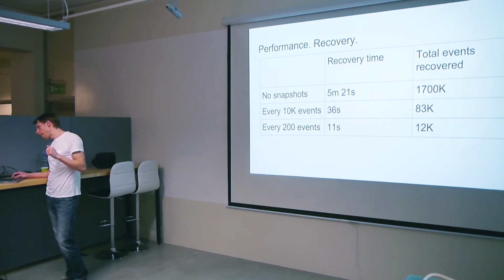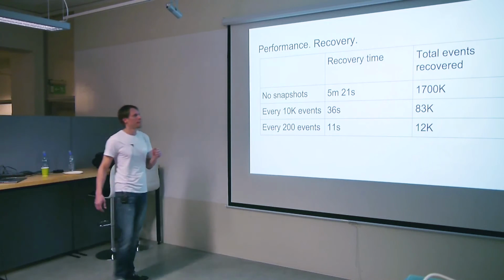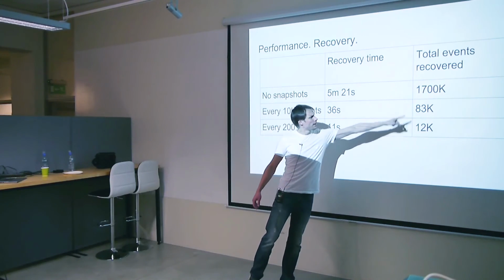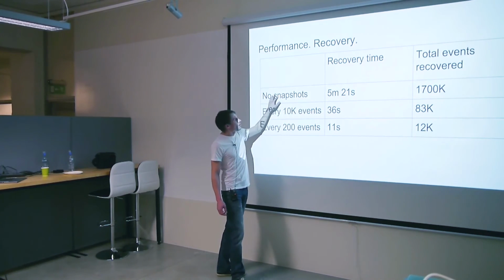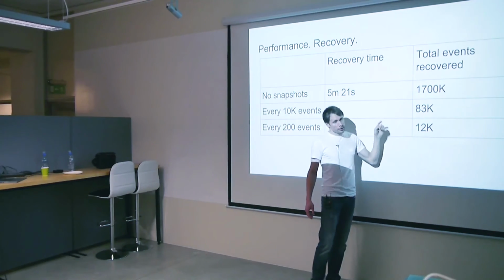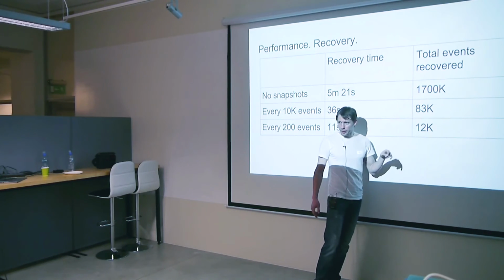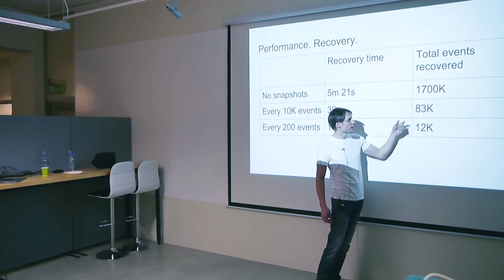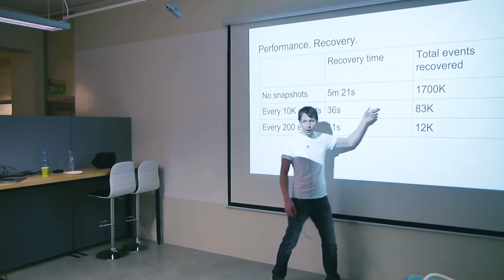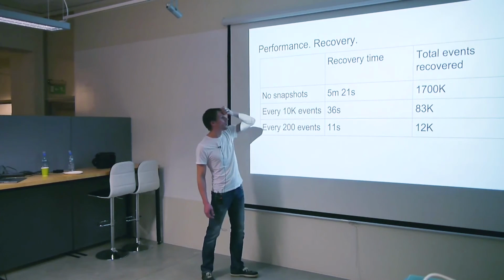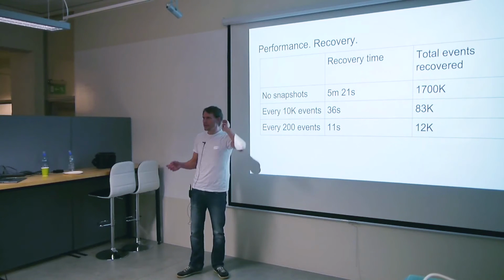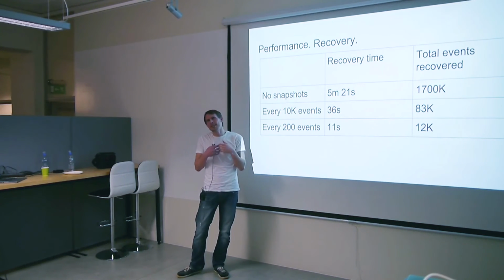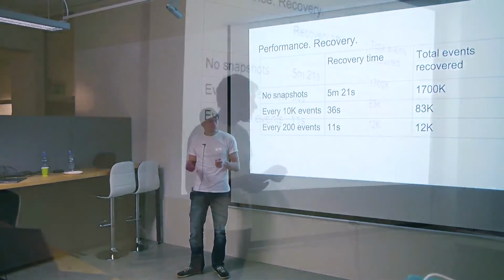What is the logic of the last right-hand column? If you say every 200 events, why do you have 12,000? If we don't have any snapshots, then all events that there are in the system from the very beginning are replayed each time the application starts, and this is the number of those events. Exactly. So with the last line, you store a snapshot every 200 events, but then you still end up with 12,000. Yeah, because there are many persistent actors. Oh. This is a statistic for the whole system, not for one actor.